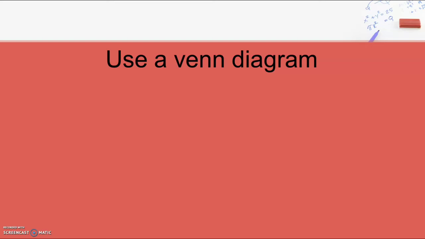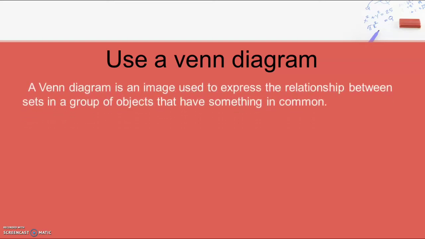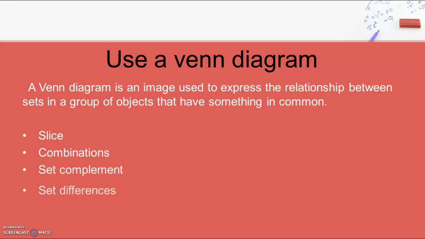Next is presenting using a Venn diagram. A Venn diagram is an image used to express the relationship between sets in a group of objects that have something in common. In a Venn diagram, there are 4 relationships between sets, including intersection, union, set complement, and set difference.